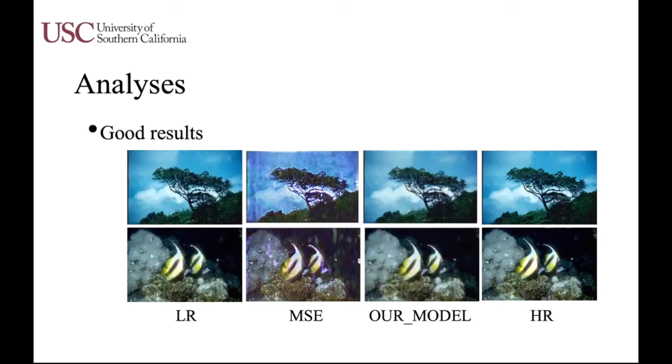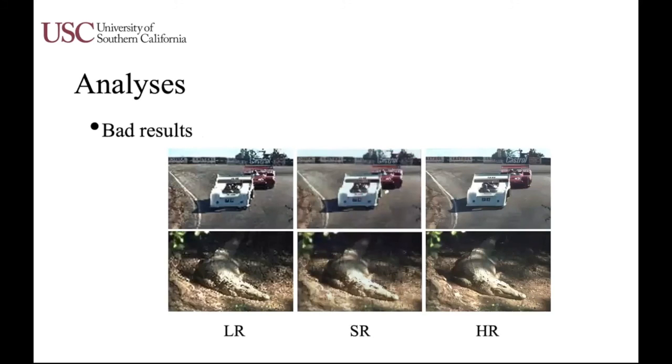And for the loss function, we found that if we zoom in on the pictures, we can see that with VGG loss, the algorithm could recover the texture of the picture better than MSE. Sometimes the result of MSE is smoother than VGG loss. And here are the bad results. We can find that the surface of the crocodile and the stone on the ground are not recovered very well.